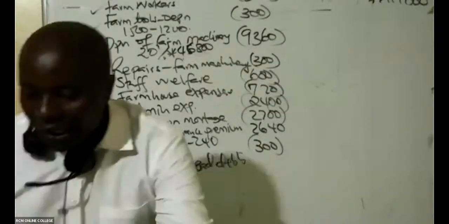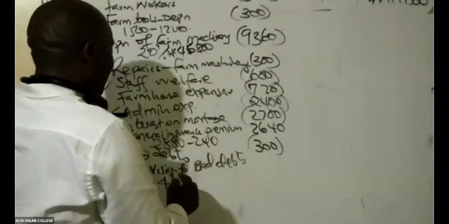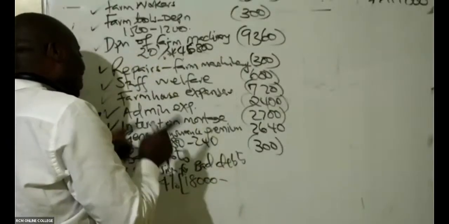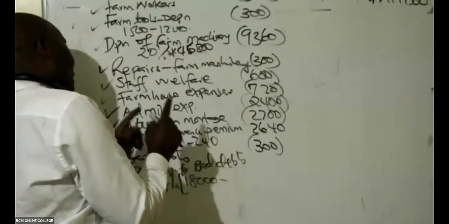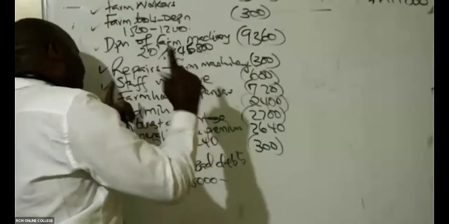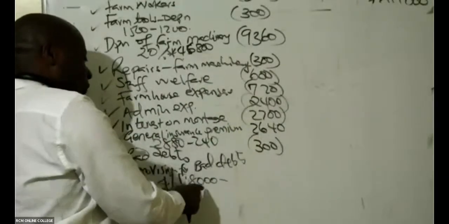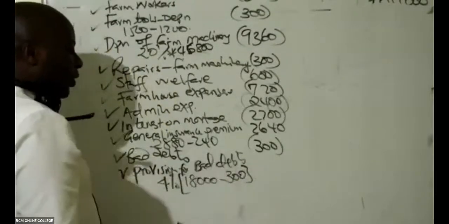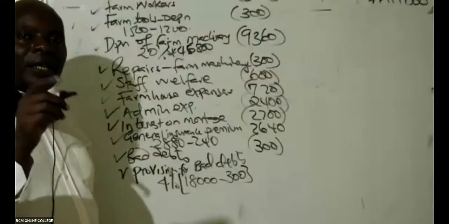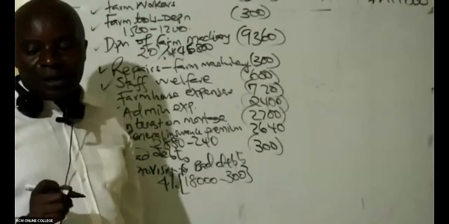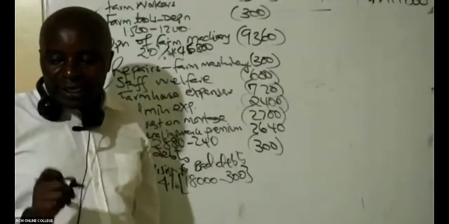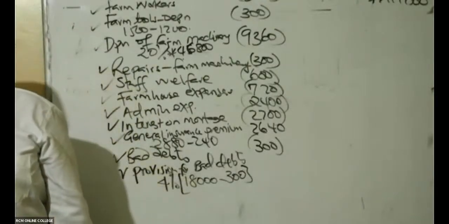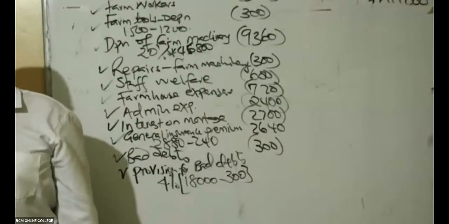So it will be 4% of 18,000 net of any bad debts. Very many guys will forget to net off the bad debts. Once bad debts are written off, they must be deducted from this. So it will be 4% of the net receivables.